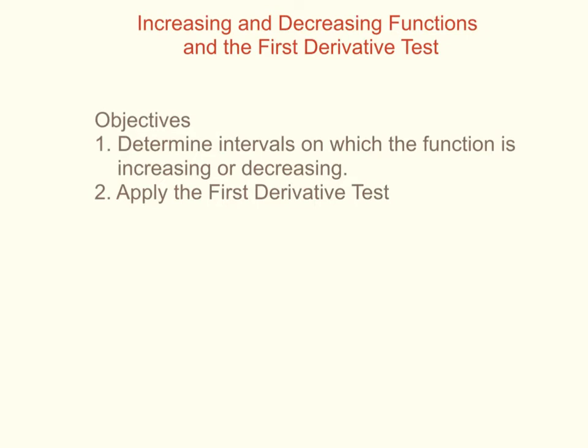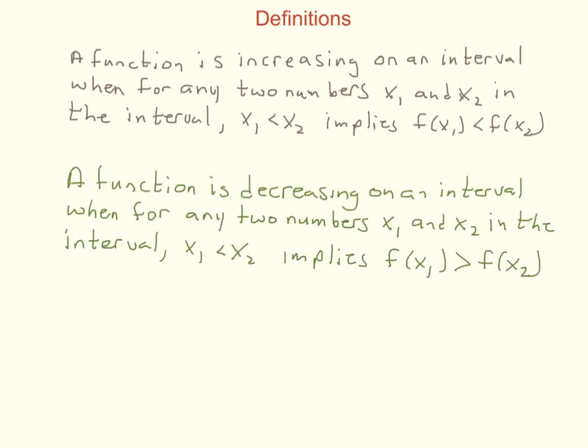So our objectives in this video are: number one, determine intervals on which the function is increasing or decreasing, and number two, apply the first derivative test to identify relative extrema. That's what really happens with that first derivative test. We're going to start out by taking a look at a couple of definitions. The definition of what it means to be an increasing or decreasing function.